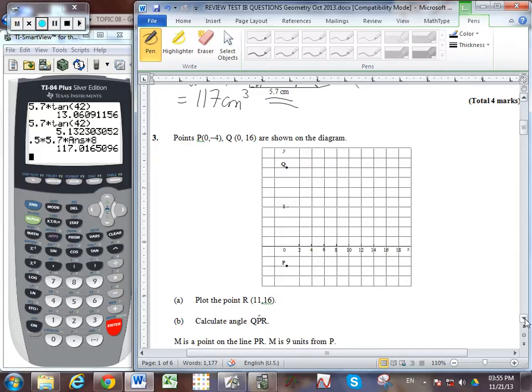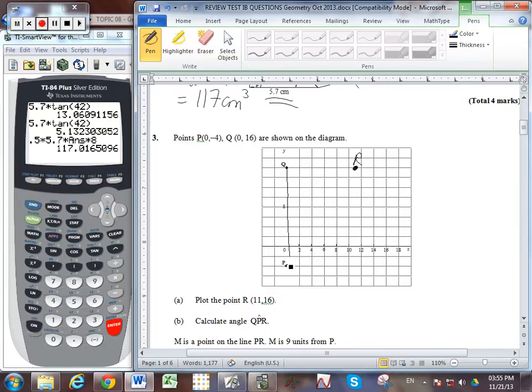Question number 3. I've got a point P at 0, -4. I've got Q at 0, 16, and I need to plot the point R, which is at 11, 16. So here's 11, and I'll come across to 16. Oh, sorry, I should have come across 11 on the x-axis, and then up to 16, and that occurs right there, and we'll call that point R, 11, 16. Now we need to calculate angle QPR.